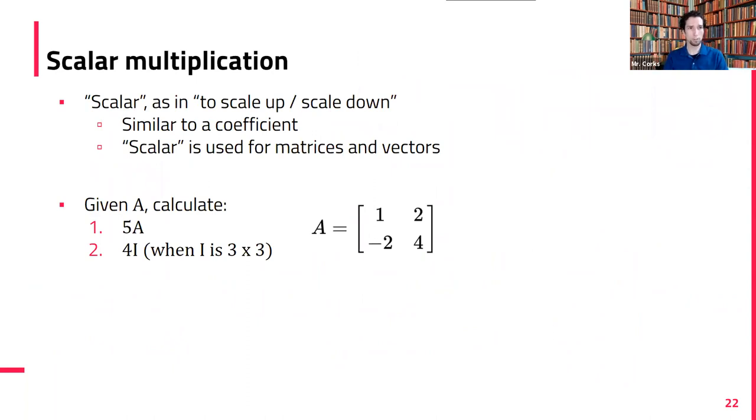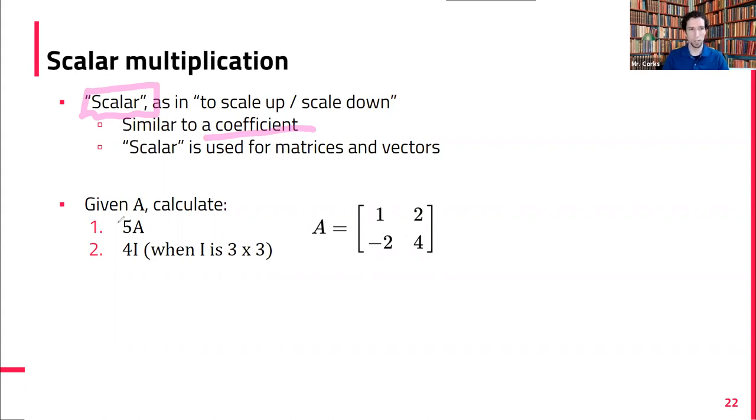Scalar multiplication is not hard. It's also straightforward. Just terminology here: scalar just means scale up or scale down. Think of it kind of like a coefficient. We're just taking some constant and multiplying it by another thing, but the other thing is not a variable. It's this big matrix. So we call it a scalar instead of a coefficient, but more or less the same concept. That's where the term comes from.